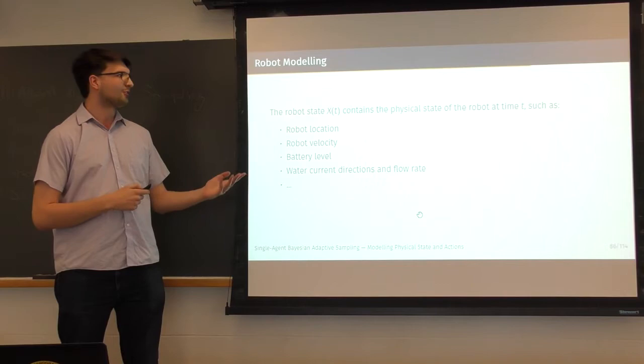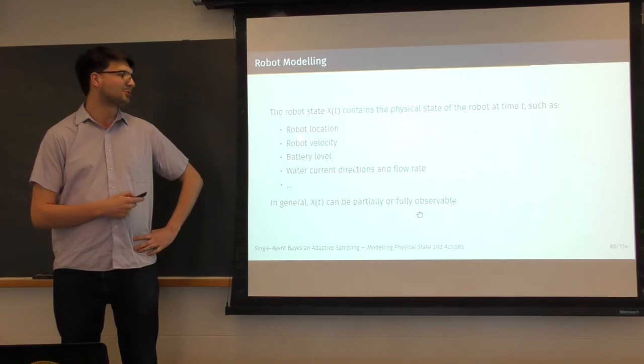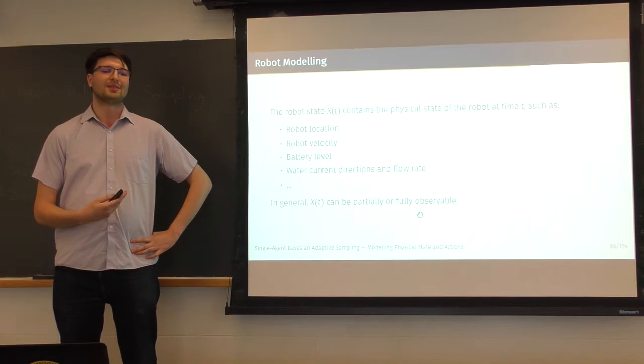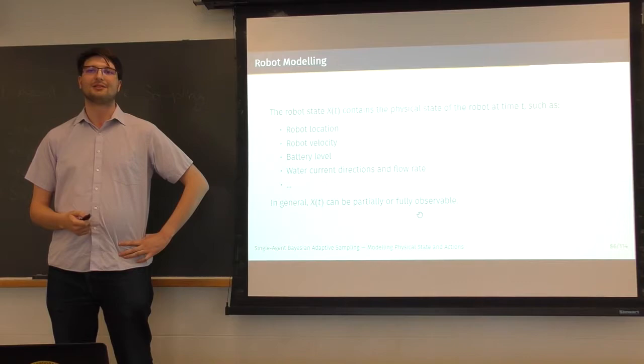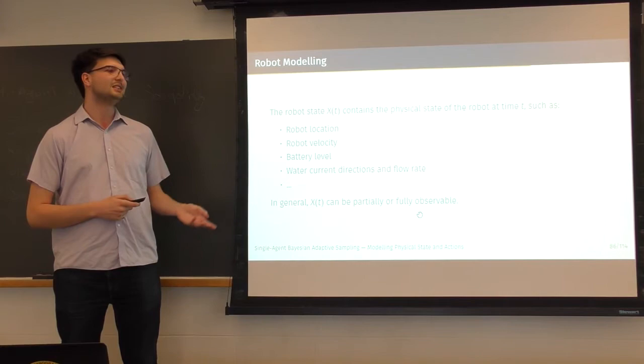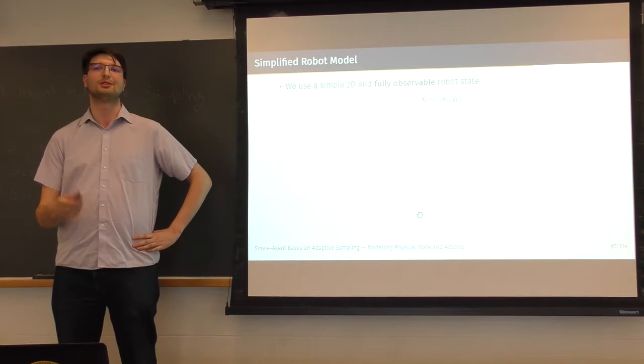And in even more complicated environments, you might not be able to observe all of these precisely. For example, robot location: if these vessels are gliders, those are underwater, so we don't generally know their location exactly. There's no GPS underwater, for example. So there could be uncertainty in these parameters, and we would have to take that into account in the general case. But we're going to go with a simplified 2D, fully observable robot state.